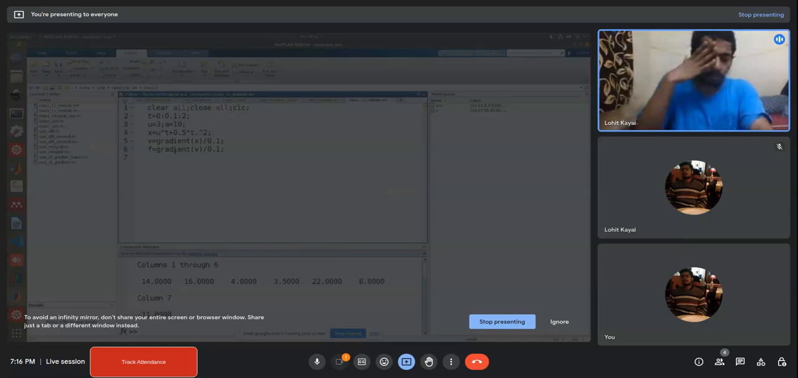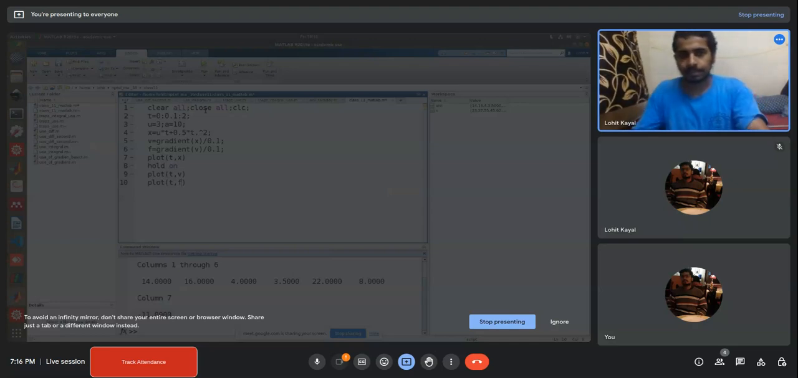Now let us plot all of this. Plot t comma x, hold on, plot t comma v. I will not write the legend or axes or all those things, you can do those yourself. And t comma f. Okay, now let's see this.